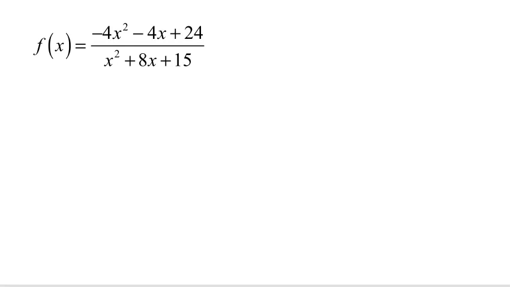This time I have f of x is -4x squared minus 4x plus 24 over x squared plus 8x plus 15. We start with the highest powers. They are both the same again, so we're going to have a horizontal asymptote. The ratio of the coefficients, -4 divided by +1, is -4. So our horizontal asymptote will be y equals -4.